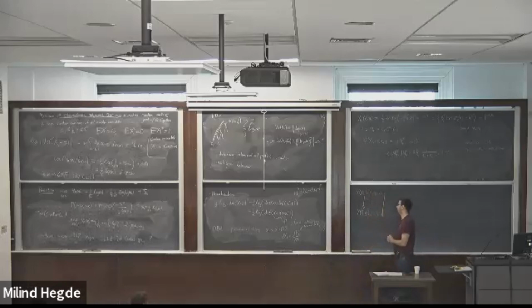So maybe just one side comment. You don't want to go all the way down to the scale of 0. In fact, we do some truncation where you go down to a scale like log n over n or something like that. But at this high level, it doesn't make much of a difference.